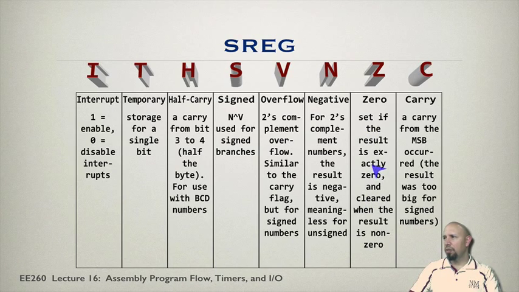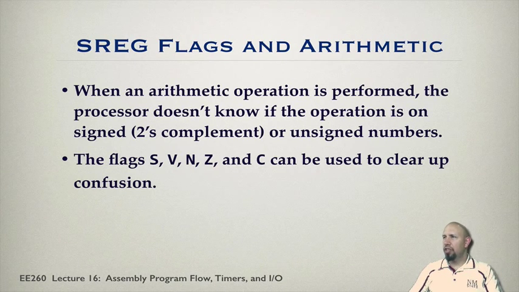The Z bit is the 0 bit. It's set if the result is exactly 0, and it's cleared when the result is non-zero. So anytime you do some arithmetic operation or some logical operation like ANDing 2 bytes together, if the result comes out to be exactly 0, the Z bit will be set. And then finally the carry bit. The carry bit is used for unsigned numbers. It's used basically for addition. So that's the S register.